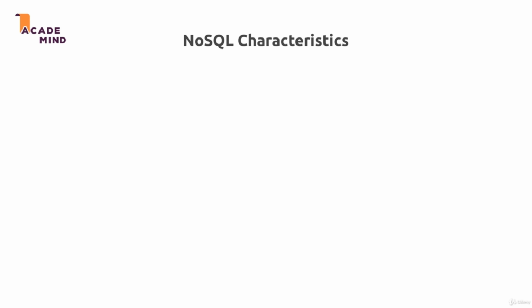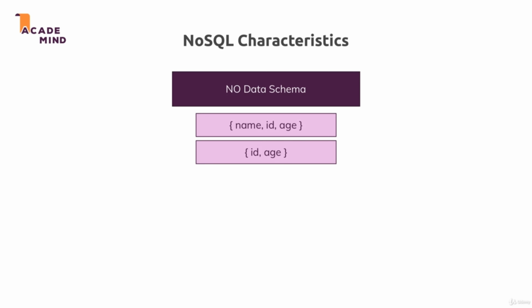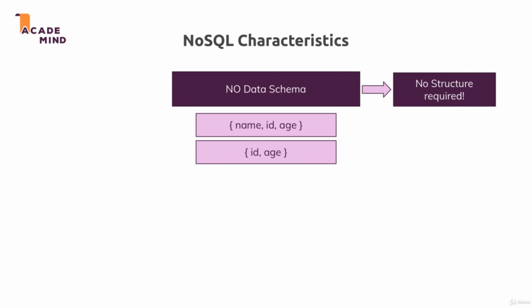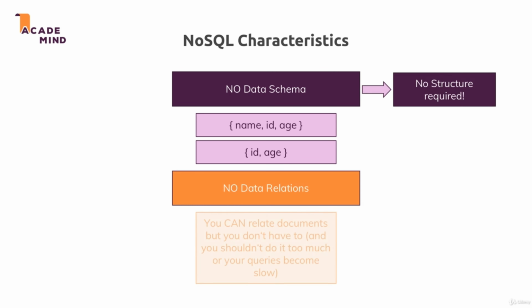So NoSQL characteristics in general are that we have no strong data schema, we can have mixed data in the same collection, no structure is required, and that we have generally no data relations. Now, we can relate documents in some way, and this is possible, and we will see how to work with connected data in the NoSQL module of this course. But generally, we have no or only a few connections, and instead try to copy data and have a collection with documents that work on their own.